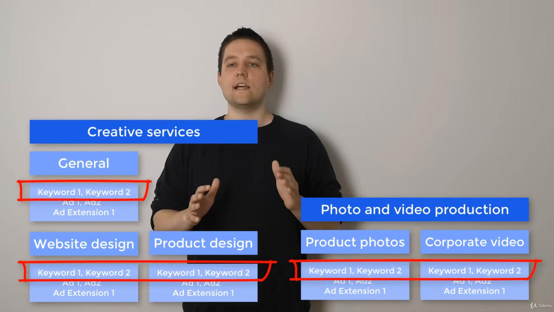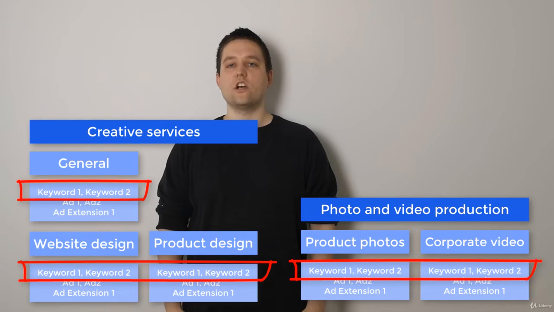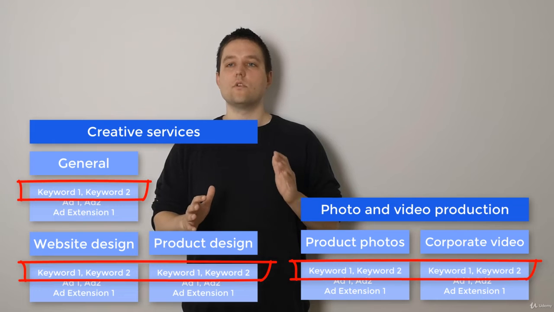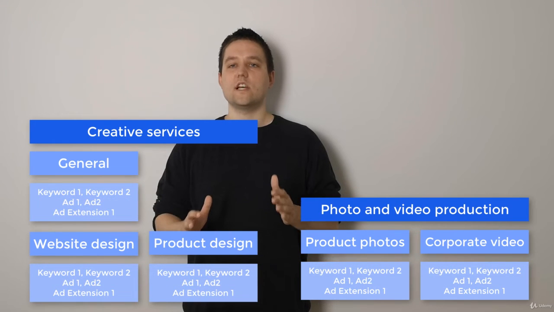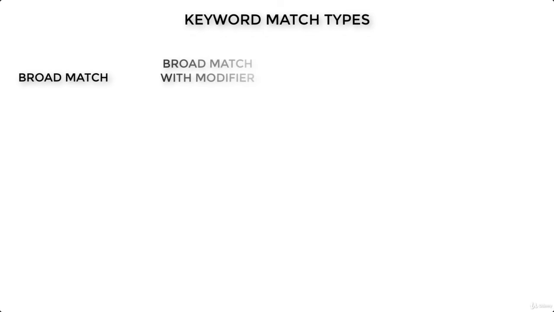Next step is to assign keywords to each of the ad groups we created. This way we determine which ads from the particular ad groups will be shown. The process is similar to what we did in the search engine optimization chapter, but with a couple of differences. First of all, you should know that you have 5 different keyword match types: broad match with modifier, phrase match, exact match, and negative match.